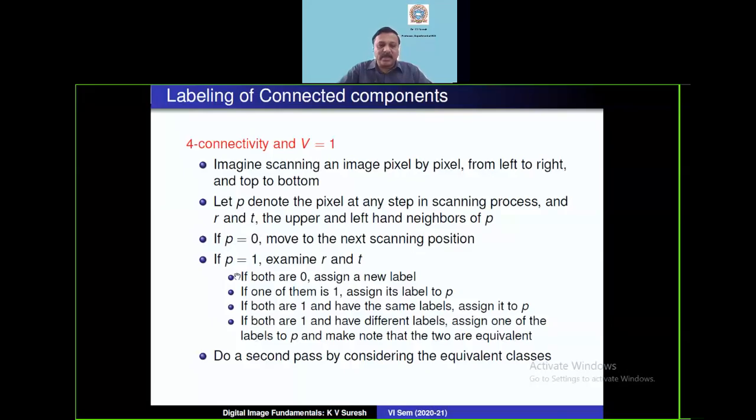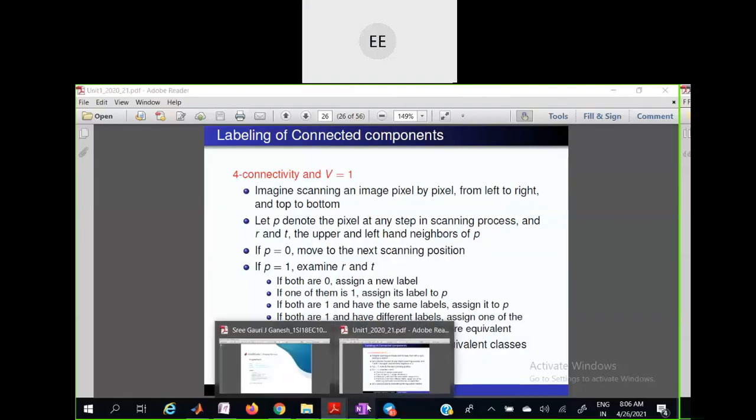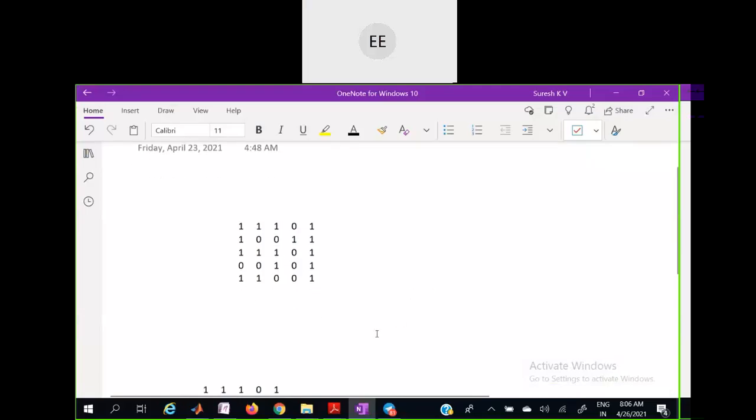So that is the scan. If p is 0, you don't need to label it, because you are labeling only pixels with gray level 1. If p is 1, then you check r and t. If both r and t are 0, then I assign a new label, and so on and so forth. So this is the algorithm. Quickly, let us try to see this problem again. I'll go back to the problem. Let us try to solve this quickly, just to refresh what we have done.